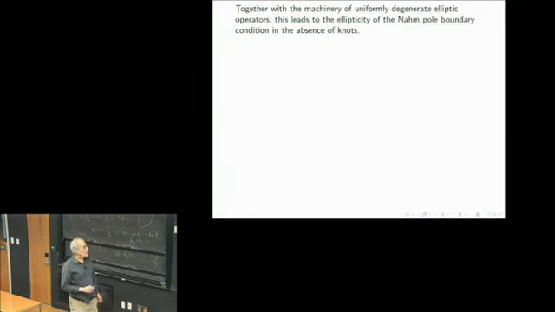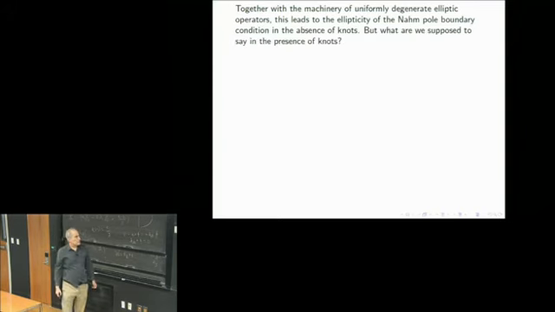So together with the general machinery of uniformly degenerate elliptic operators, this leads to the ellipticity of the non-pole boundary condition in the absence of knots. But what are we supposed to say in the presence of knots? That's one question. Another question is how much time I have, because I'm going a little bit too slowly. I'll try to do it in 10 minutes.